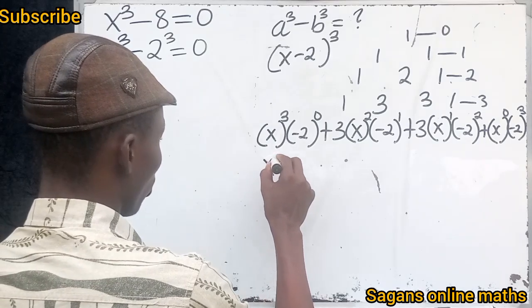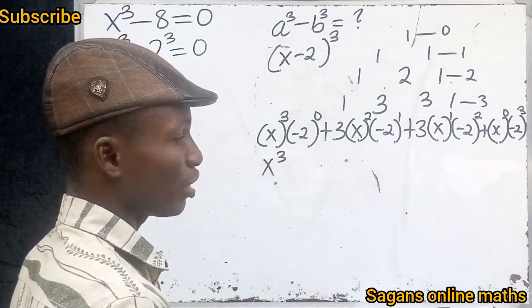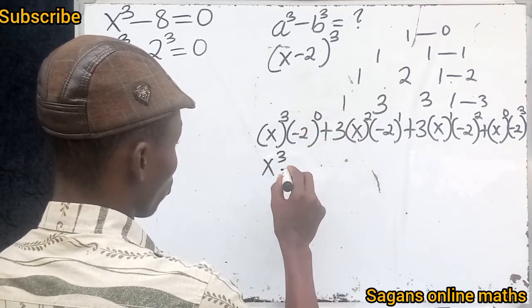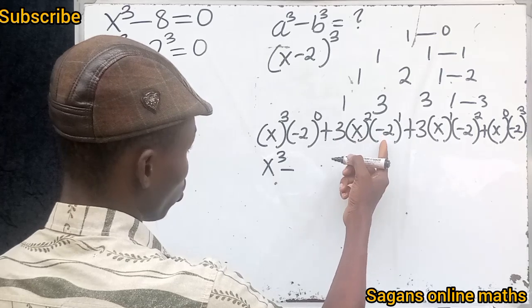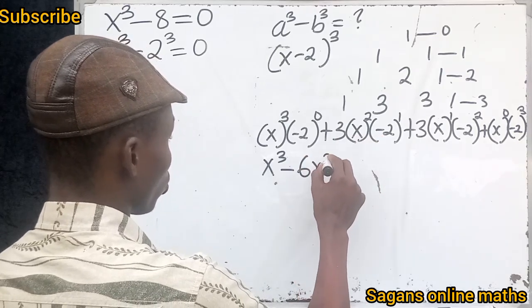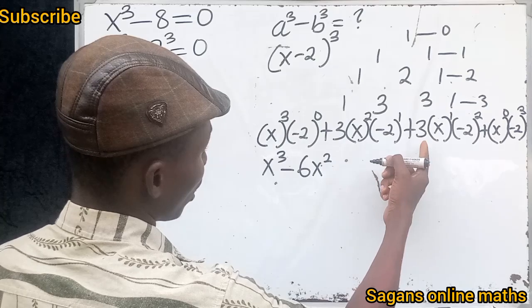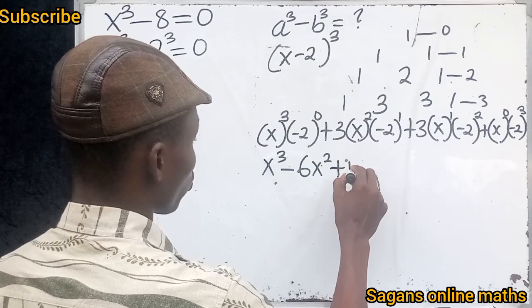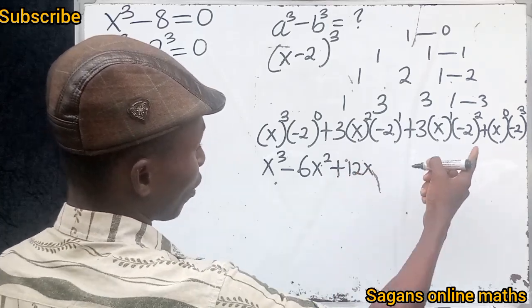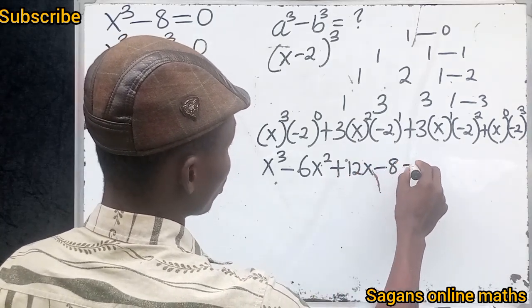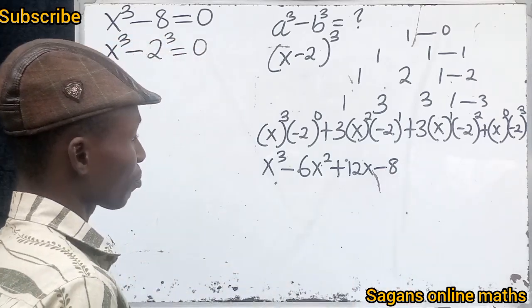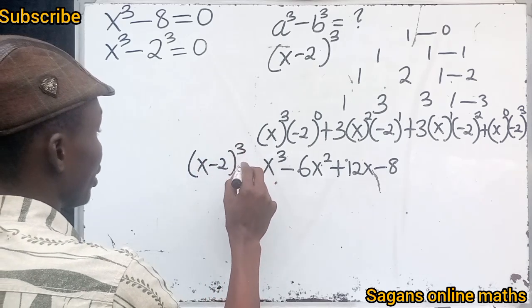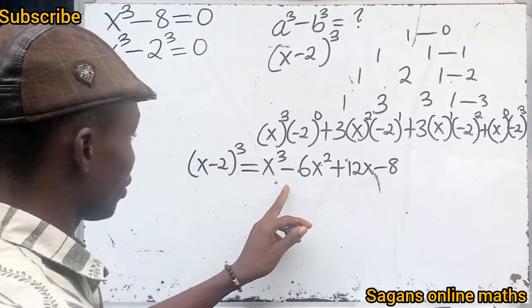Okay, so let's simplify it. So we have x to the power of 3. Remember that one of the properties of indices says that anything raised to the power of 0 is 1, so all this is just 1, is gone. So here I'm going to have minus 6, because 3 times minus 2 equals minus 6, x to the power of 2. Then here I'm going to have minus 2 to the power of 2, which simply means minus 2 times minus 2, which is 4. So 3 times 4 will give us plus 12x. Then here I'm going to have minus 8. So consider that x minus 2 all raised to the power of 3 is equal to this. Then we expand this, we have this.